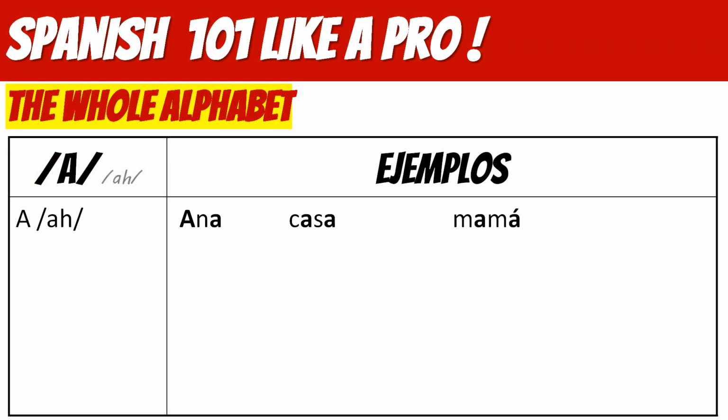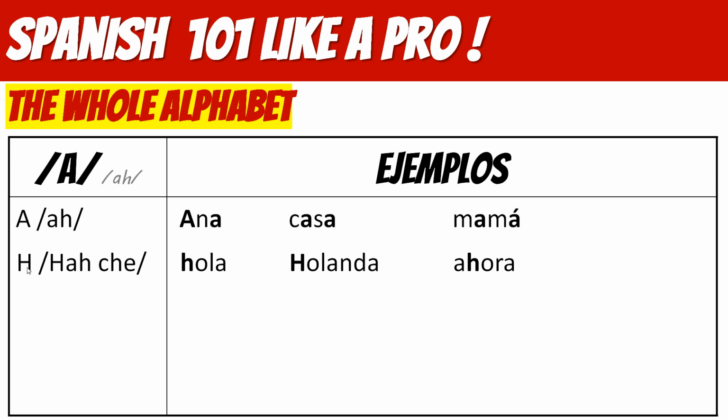A. Vowels in Spanish, that is to say A, E, I, O, U, they always sound exactly the same within the word. So A will always sound A. Ana, casa, mamá.